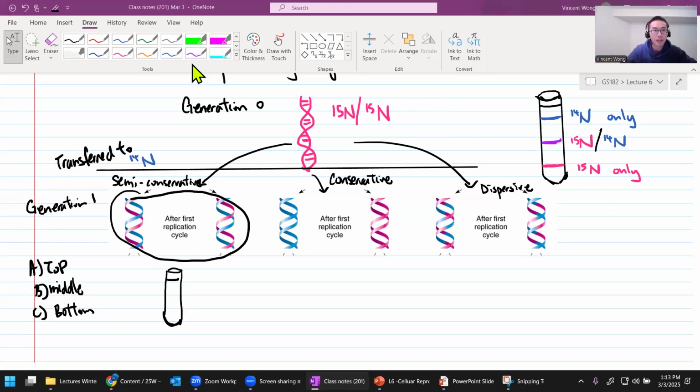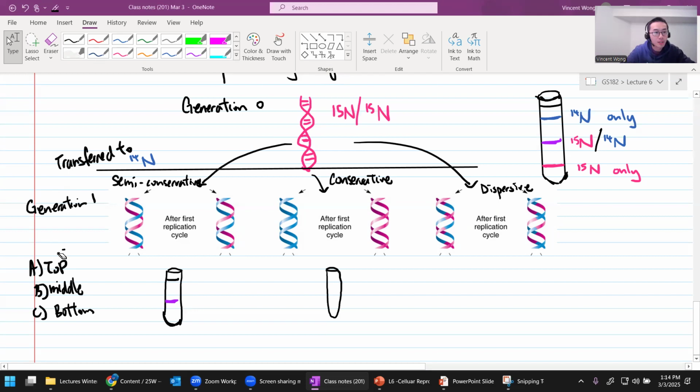Okay, very good. I have a lot of answers coming in, and it is going to be right in the middle, right? Because half of it is red and half of it is blue, right? Okay, what about this second case here? You collect all the DNA and you spin it down. Where will it be this time? Let me try to launch the poll one more time for you to try. Okay, same choices over here.